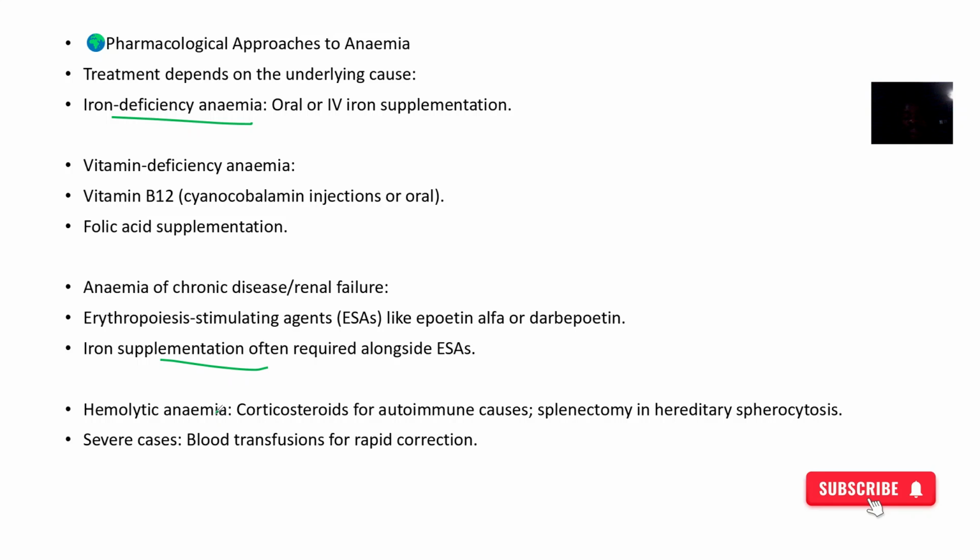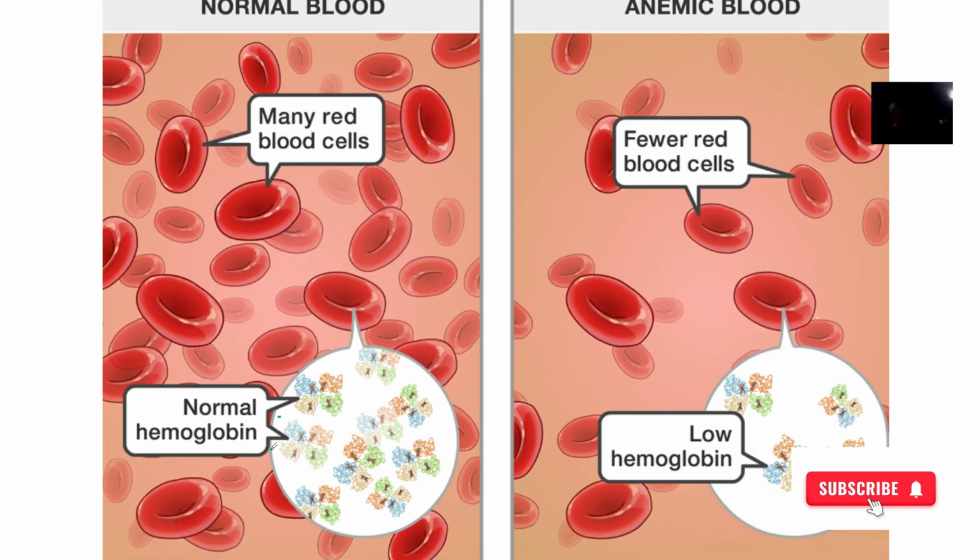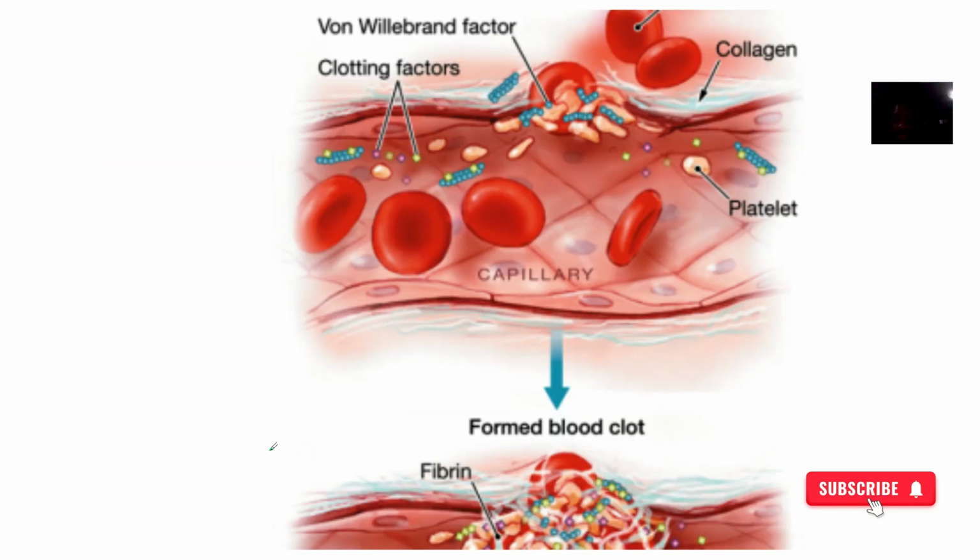Then we have hemolytic anemia, where the blood is being broken down. Corticosteroids can work, or sometimes you go for surgeries like splenectomy. Always back it up with blood transfusion. So all these drugs we listed here, we'll be coming back later on to talk about their pharmacology in a bit.